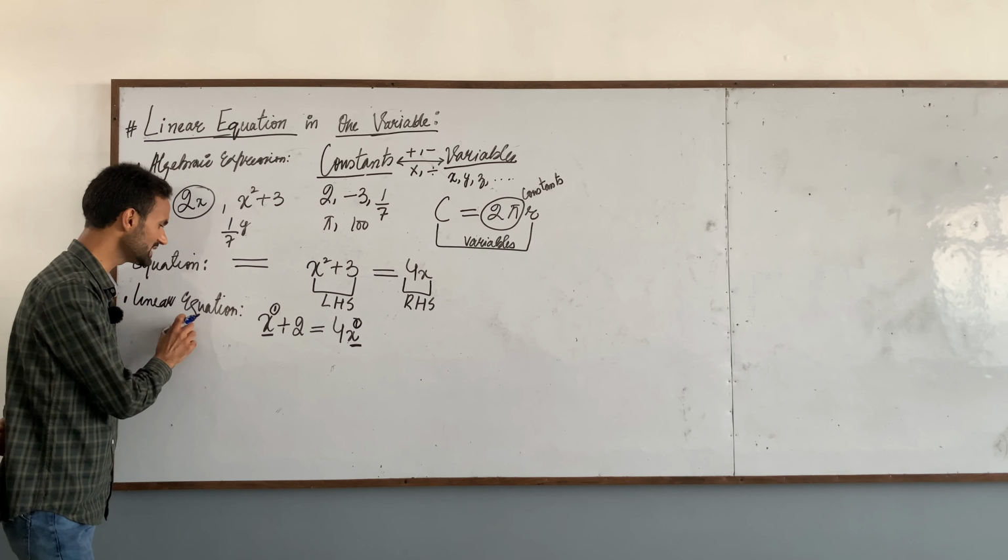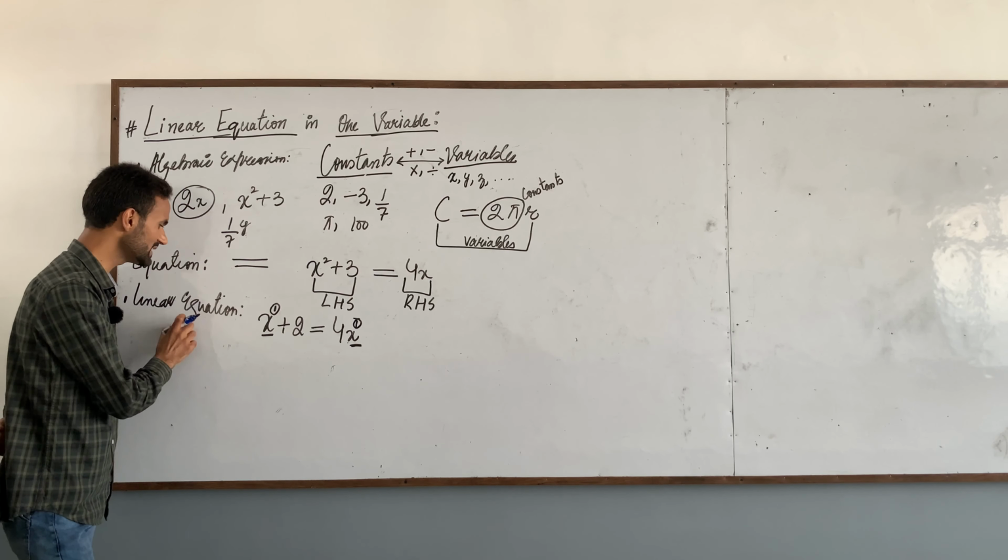Right? Coming to the next point, that is linear equation in one variable. Now what is a linear equation in one variable? A linear equation in one variable is an equation in which there is only one variable. For example, taking the same example, x + 2 = 4x. First of all, it is an equation, right? It is a linear equation. Why? Because the exponent of the variable involved is 1.